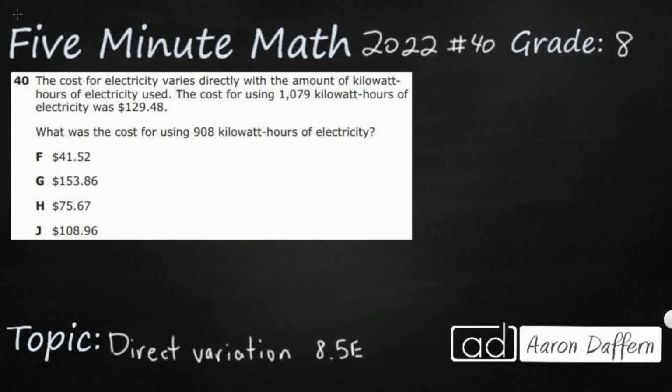So we have the cost of electricity varies directly. That means there's just a constant of proportionality that tells you how many kilowatt hours is going to cost how much money. So we've got one relationship here. We've got 1,079 kilowatt hours. It's going to cost you $129.48. So now I need to figure out what that constant of proportionality is, because I need to figure out how much it costs for 908 kilowatt hours.